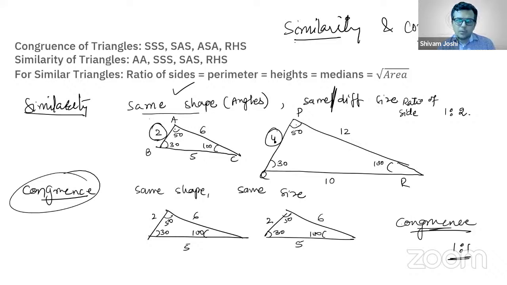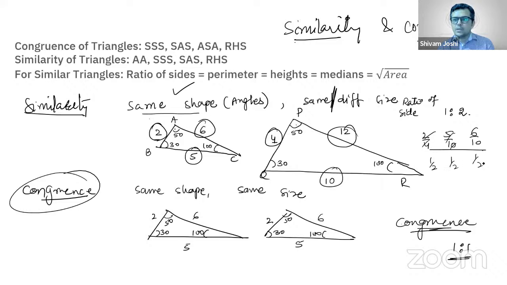So this is 2 by 4. This is how we take the ratio. 5 by 10 and 6 by 12, correct? You can see that all these ratios are 1 by 2. When you simplify that, all of them are 1 by 2. So this is where your ratio of side is 1 by 2, right?